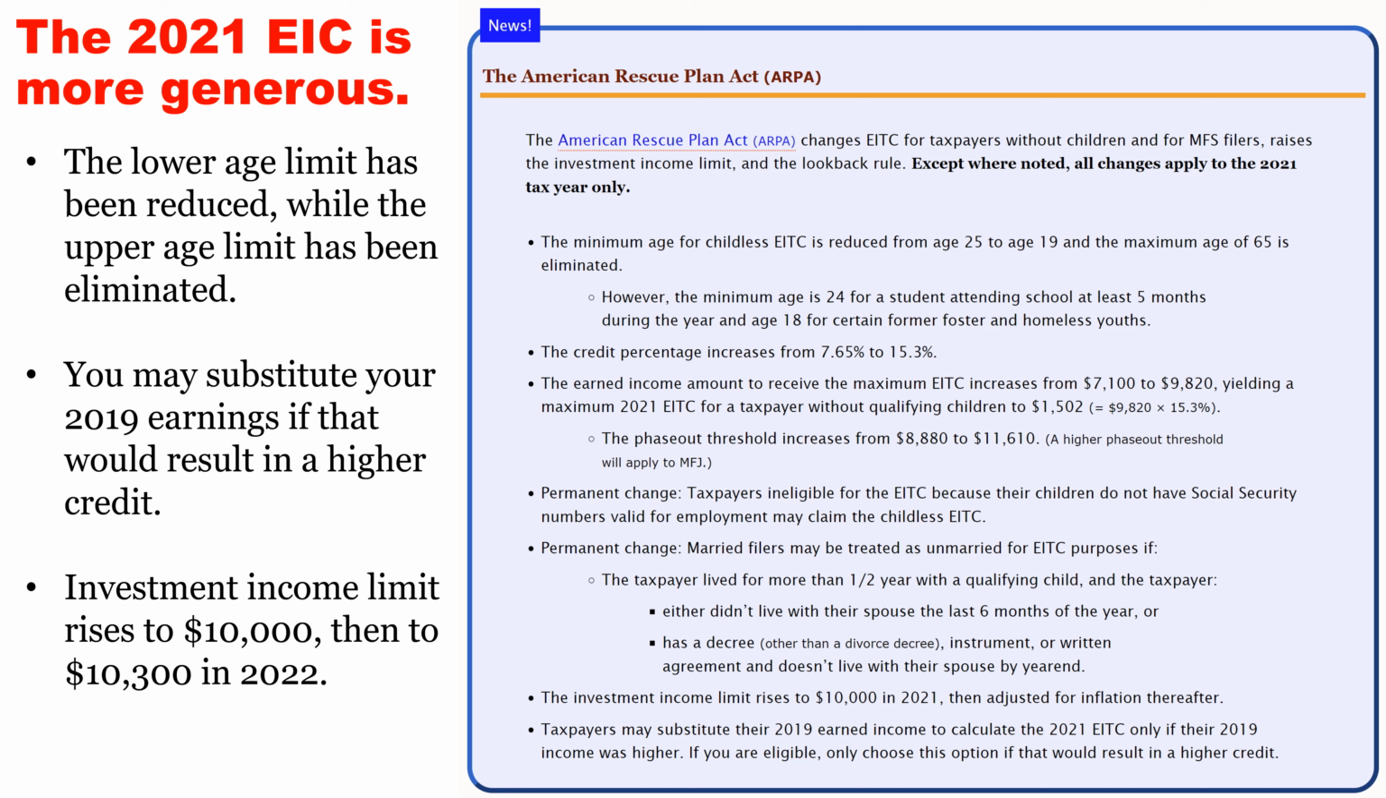There are a number of changes to this credit that apply only to the 2021 tax year. The lower age limit has been reduced to 19, while the maximum age of 65 was eliminated. You may also substitute your 2019 earnings if that would result in a higher credit. In 2022, these provisions will revert to previous law. The investment income limit has been increased to $10,000 in 2021, which will be adjusted annually thereafter for inflation, rising to $10,300 in 2022. The increased investment income limit is permanent.